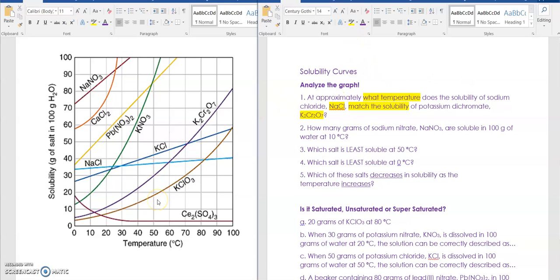So I want to go to my graph. I want to find sodium chloride and potassium dichromate. I see sodium chloride is this light blue line, and potassium dichromate is this dark purple line. I want to find the place where these two overlap in solubility, and I can see that that happens here. If I trace down, I can see that that is 60 degrees. So my answer to this first question is going to be 60 degrees.